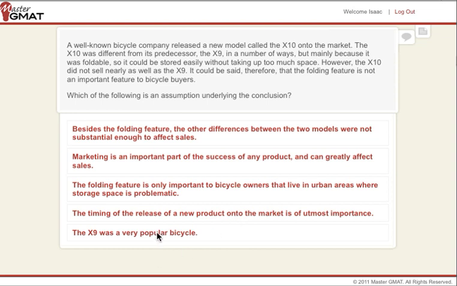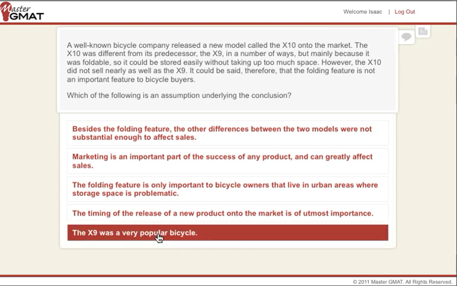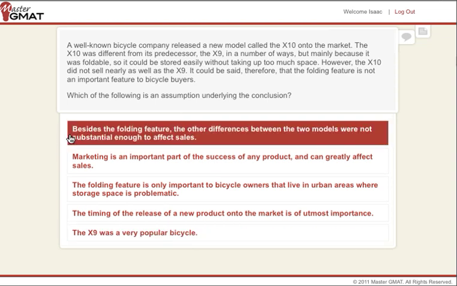And look at what happens in E. The X9 was a very popular bicycle. Is this an assumption? Or is this a fact? It seems more like a fact, doesn't it? Well, if it's a fact, then it's a new premise. If it's a new premise, it's a trap. And if it's a trap, we can cancel. We do not want new factual information over here. We want to know why or how the author assumed what he or she assumed.